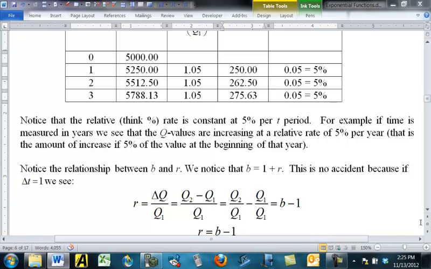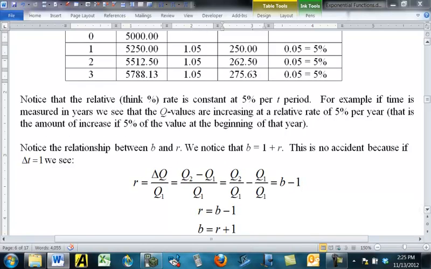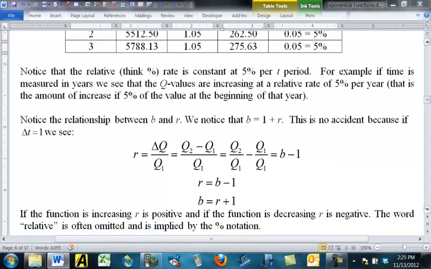Now notice these values here. Notice we have 1.05 for the base. We have 0.05 for the rate. That's not a coincidence. The base is always 1 plus the rate, and I'll show you why that's true. It's not an accident. Look, what is the rate? The rate is delta Q over the first quantity, or delta Y over the first Y.